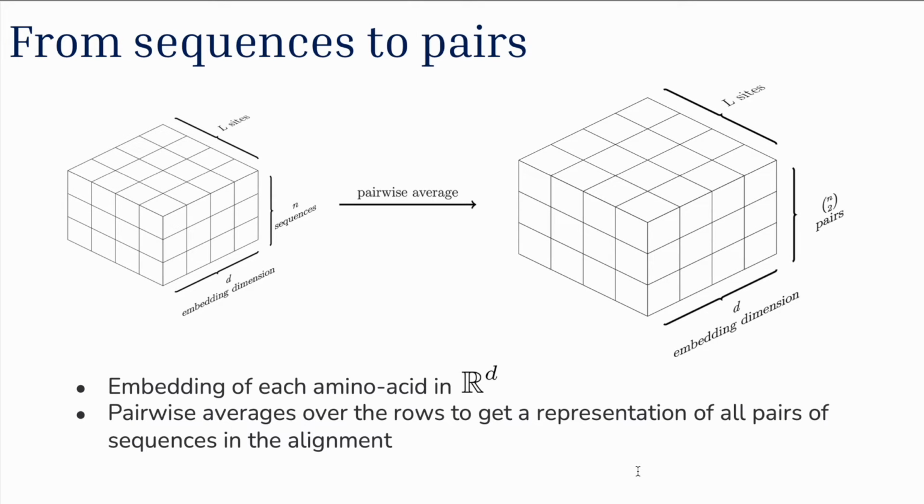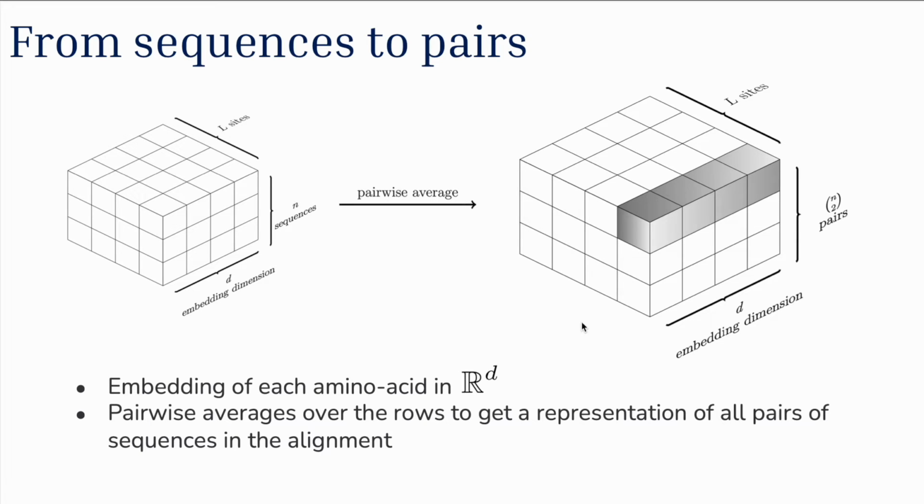Then we take pairwise averages over the rows to get a representation of all pairs of sequences in the alignment, representations for which we will eventually extract the corresponding predicted pairwise distances. So if in the initial representation each row corresponded to a sequence, now each row corresponds to a pair of sequences. So we would have in the first row a representation of the first and second sequence, in the second a representation of the first and third, first and fourth, and so on. At some point we will have second and third, second and fourth, etc., in lexicographic order.